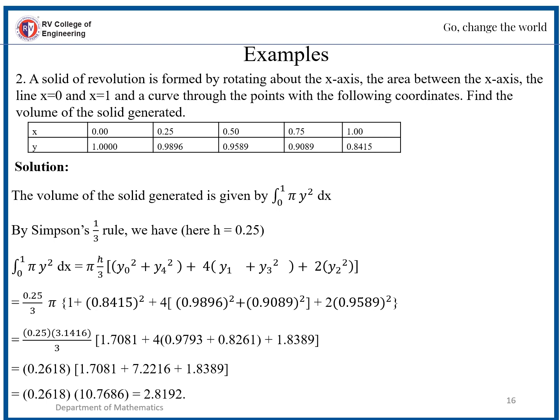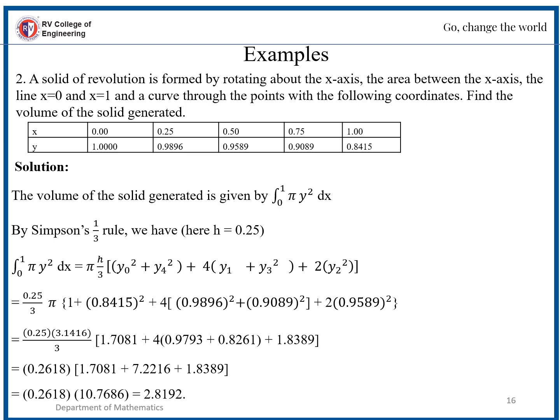My problem is to find the volume of the solid generated here. The volume of the solid generated is given by the integral from 0 to 1 of pi y squared dx. Now let me apply Simpson's 1/3 rule here, because h is equal to 0.25 and the interval is divided into 4 equal parts, and we have 5 values.